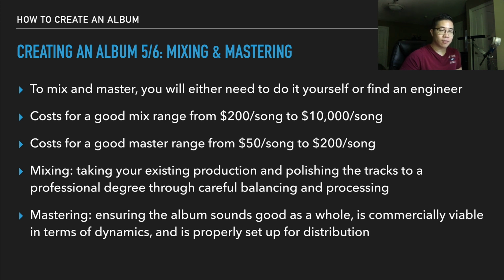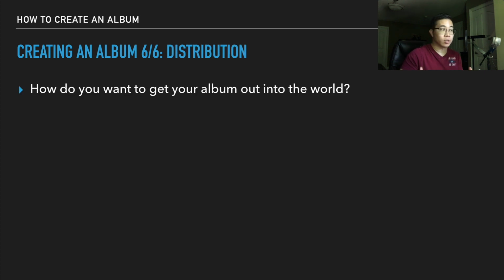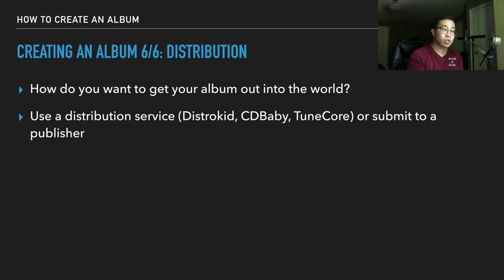The mastering is kind of like the finalization of the album making process. And following that, then you get into distribution and getting it out into the world, right? So how do you want to put it out there? Do you want to put it on a distribution service like DistroKid, CD Baby, or TuneCore, or do you want to submit it privately to a publisher?